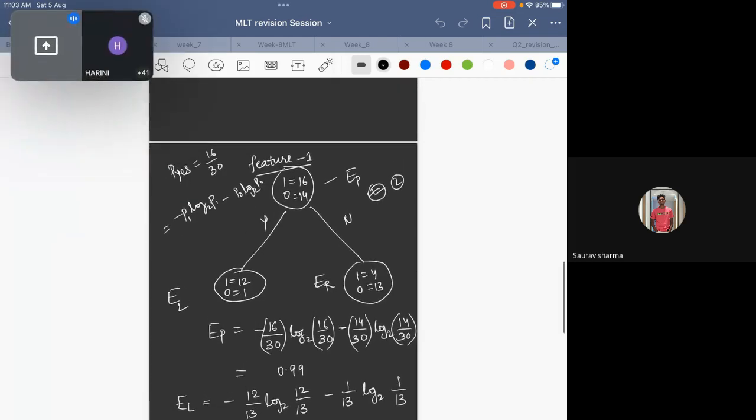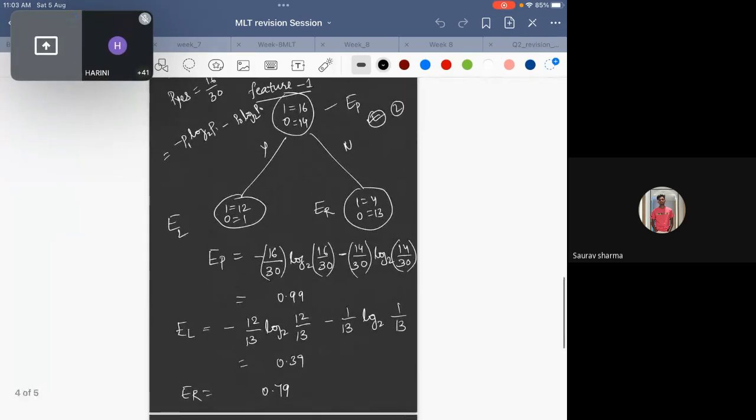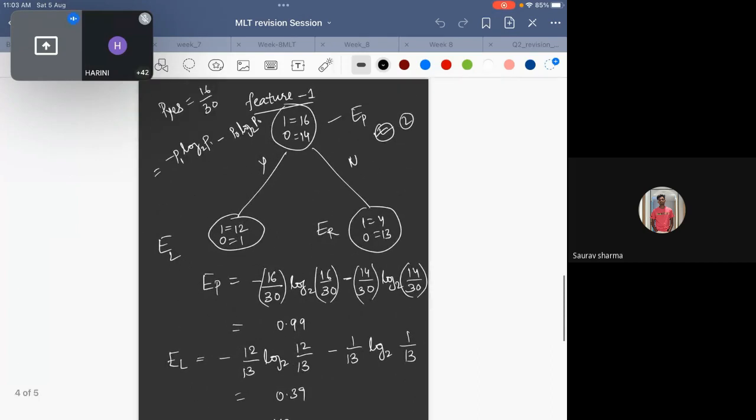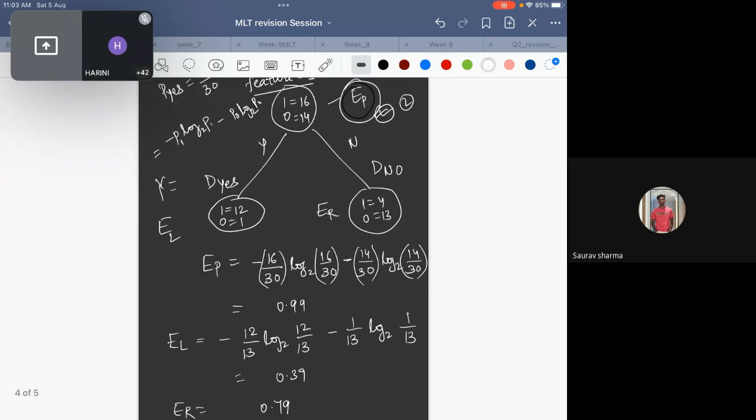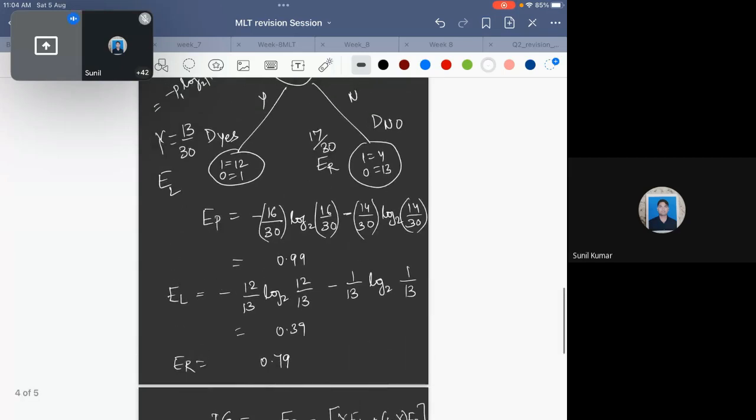Let's discuss this case itself. You have calculated the value of EP, the parent one, and then you have this one. Let me ask, what will be the gamma value for this D? Let's say this is DS and this is D no. What will be the gamma value? The number of data set that have come to DS is 13 out of 30, and D no is 17 out of 30. So this is the weighted value of DS and this is the weighted value of D no.